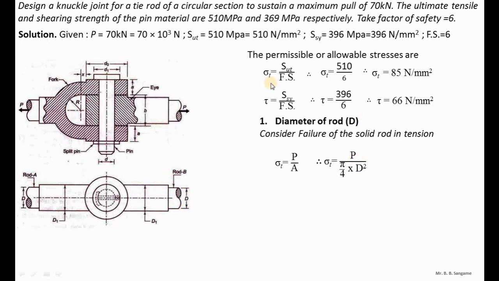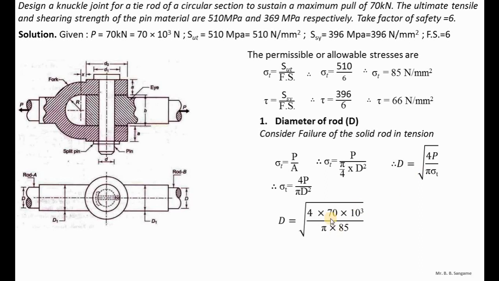So we need to put the value of P, which is 70,000 Newton. We have the value of sigma T, permissible tensile stress, as 85. So I am going to write the formula in terms of D. It will be D equals root of 4P divided by pi into sigma T. Here P is 70 into 10 to 3, and sigma T, which is permissible stress in tension, is 85. By calculation the diameter is 32.38. Okay, so I am going to round it up to the next digit of 33 mm.